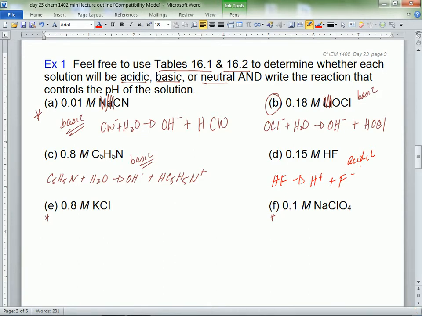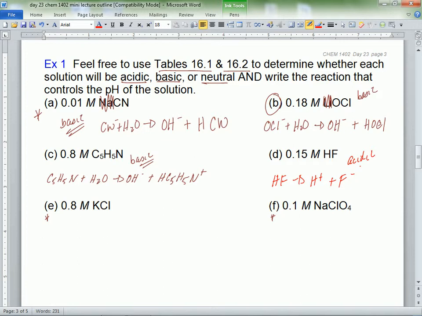Remember the Ka reaction? It always looks like HA going to H plus A minus. So it would just be HF going to H plus F minus. All right? Let's make sure everyone agrees first. Everybody agrees with D? Yeah. This is the Ka reaction, and it has to be acidic.